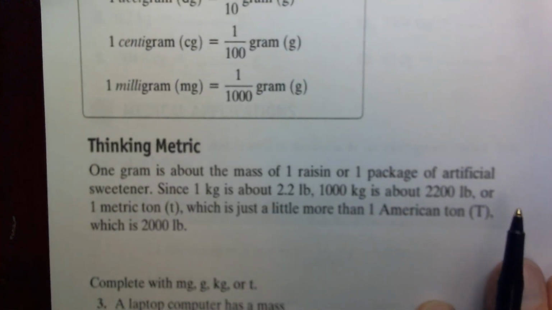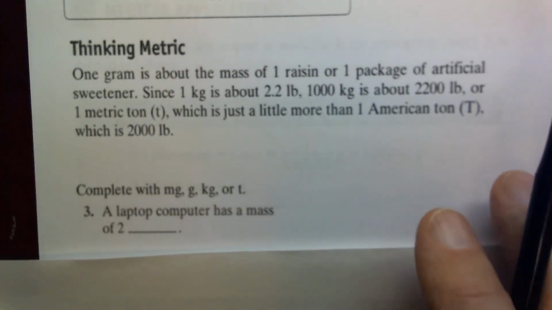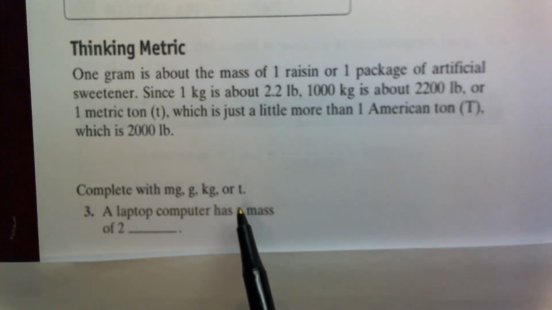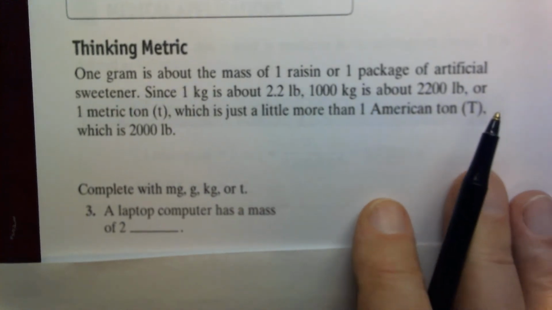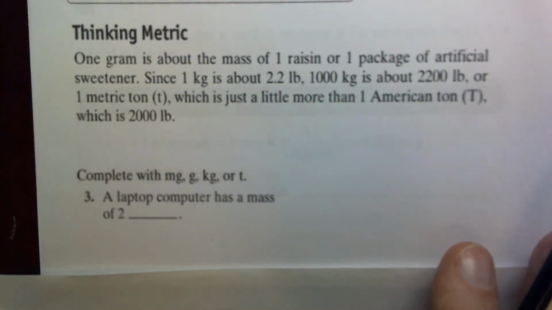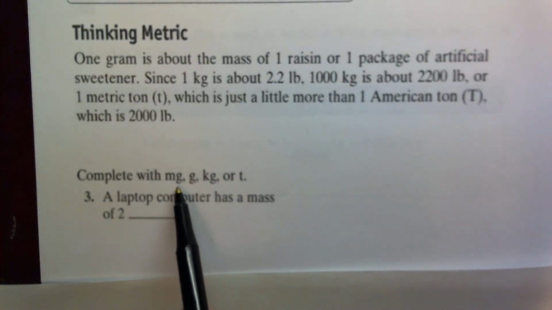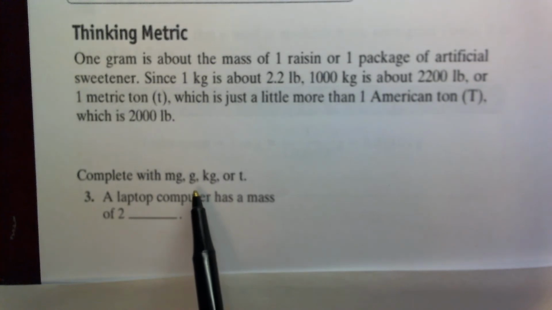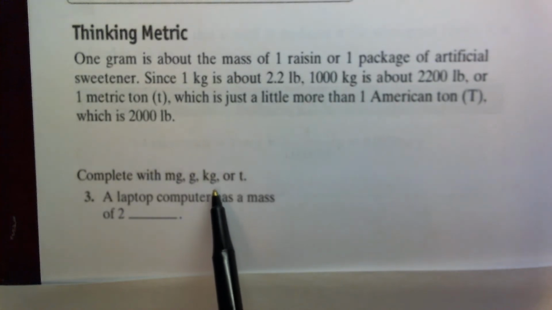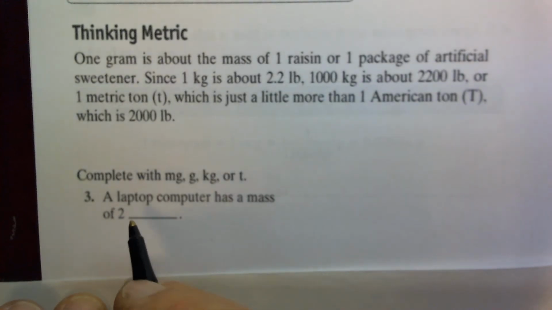For the next three exercises, we're supposed to complete with milligram, grams, kilogram, or ton. That's to help you get some idea what these units mean in terms of applications. Question number 3: a laptop computer has a mass of 2. Milligram, obviously not. That's 1/1000 of a gram, very, very small. Even 2 grams would be way too low. Kilogram makes more sense, and a laptop computer doesn't weigh 2 tons. So the answer is 2 kilograms.